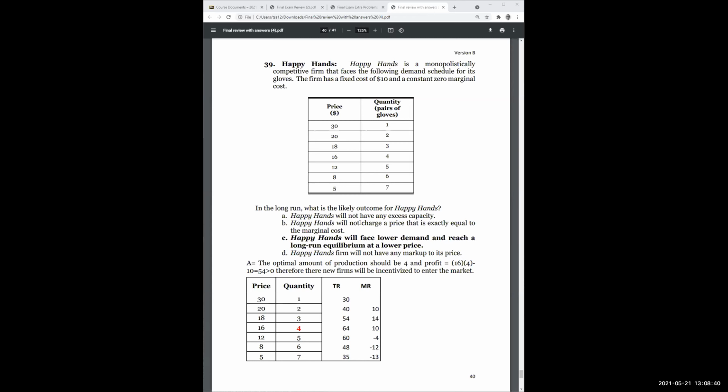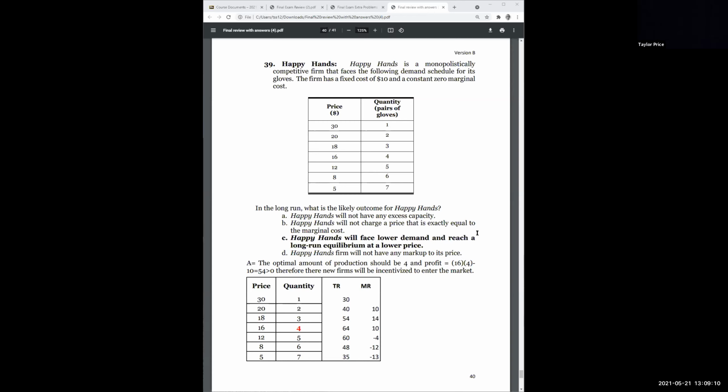Yeah, that's what I'm saying. That's why it's confusing, because they're saying they will not charge a price. So it's obvious they won't charge that price because they always produce at P greater than MC. If it said they will charge a price that is exactly equal, obviously that answer would be wrong, but they're saying they will not charge a price. Oh, yes, okay. That's why I'm confused. Not charge a price that is exactly equal.